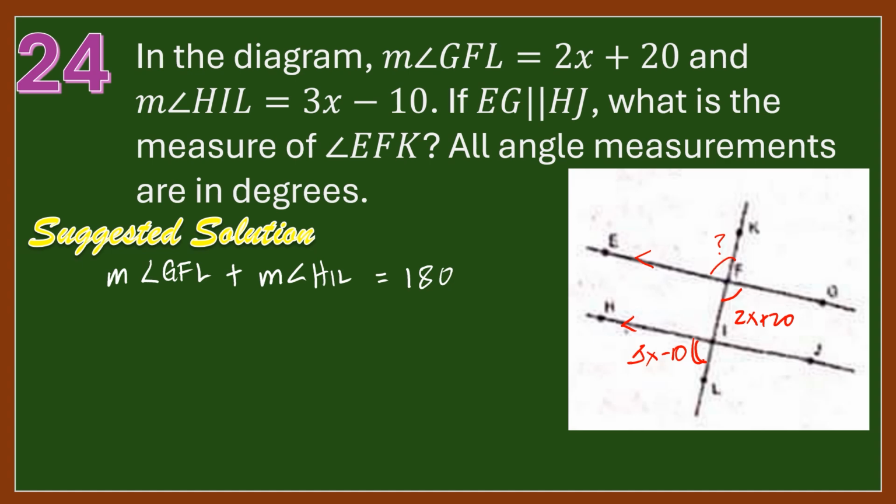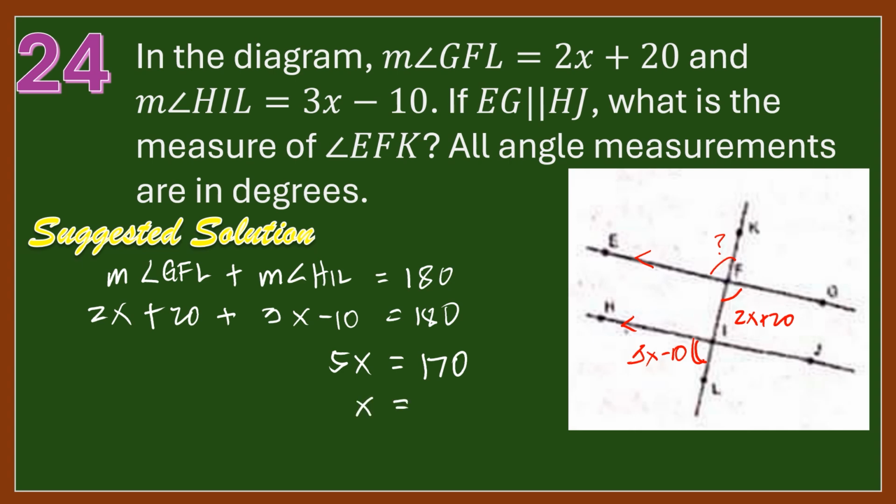Substituting the expressions, we have 2x plus 20 plus 3x minus 10 equals 180. Combining similar terms and using the properties of equation APE and SPE, we have 5x, that's 2x plus 3x, equals 170. 20 minus 10 is 10. Then we subtract 10 from both sides. We have 180 minus 10, 170. Now divide both sides of the resulting equation by 5. We get x is equal to 34.